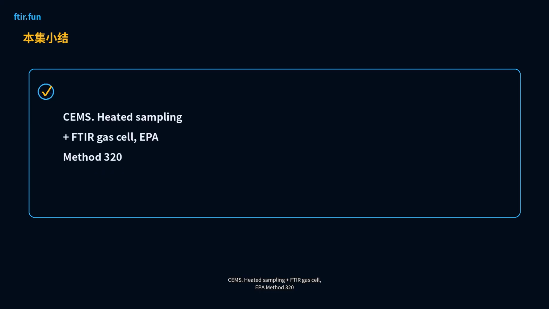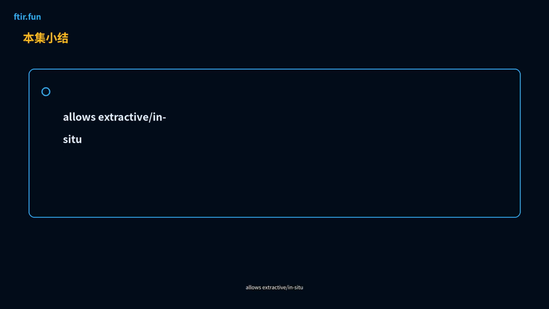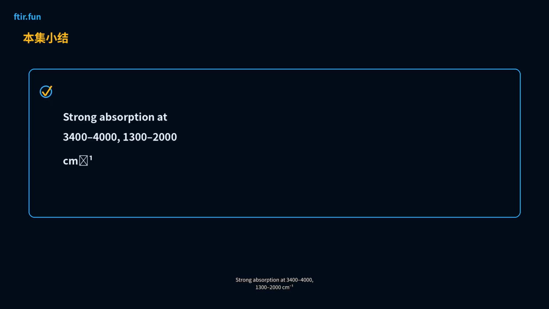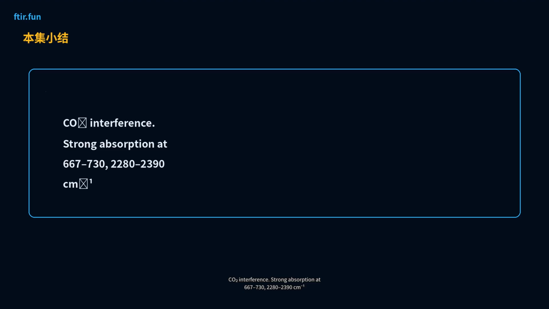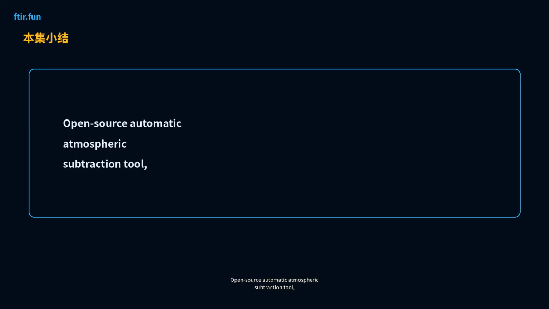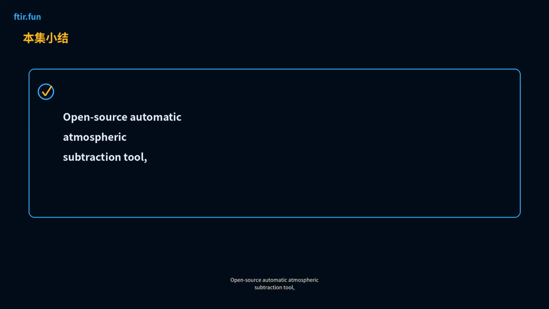EPA Method 320. The Chinese stationary source CEMS standard allows extractive and in situ. Water vapor interference: strong absorption at 3,400, 4,000, 1,300, 2,000 centimeters. CO2 interference: strong absorption at 667, 730, 2,208, and 2,390 centimeters. Papers fit open-source automatic atmospheric subtraction tool, available on GitHub.